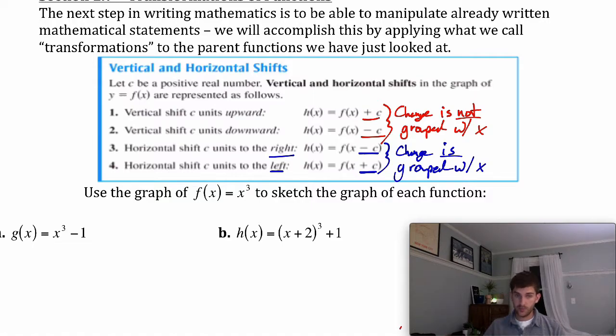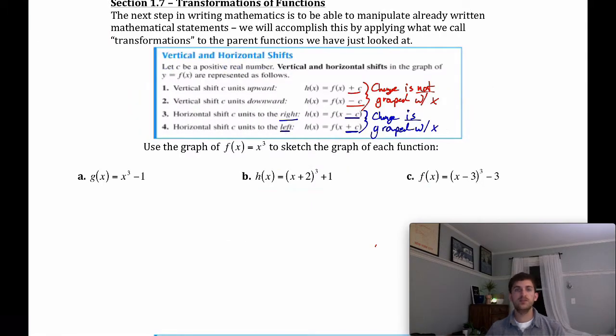For these three examples, A, B, and C, we're asked to use the graph f of x equals x to the third and sketch the graph of each of the following functions. So let's do a quick refresher of x to the third. I'm going to make a quick table, and then off to the right, we're going to make a graph of it. There are some values we've done before: -2, -1, 0, 1, and 2.